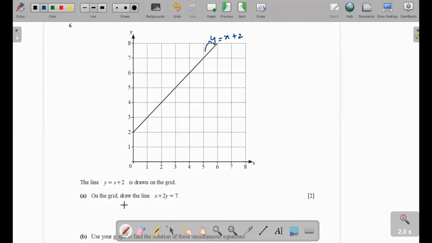We take some points x and y. If x is 0, then 0 plus 2y equals 7, so y is equal to 7 over 2, which is 3.5. Now this is the point (0, 3.5). And similarly, if y is 0, then x is equal to 7. These 2 points: x is 0, y is 3.5, this point. And x is 7, this is at 7, and y is 0. Then we join these 2 points and we get the line.